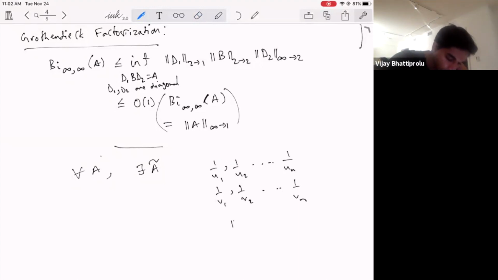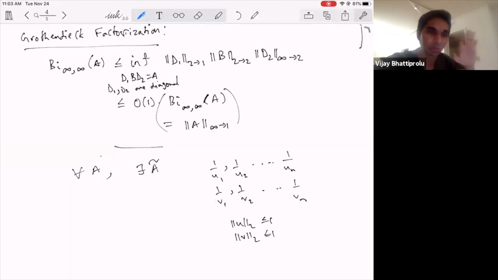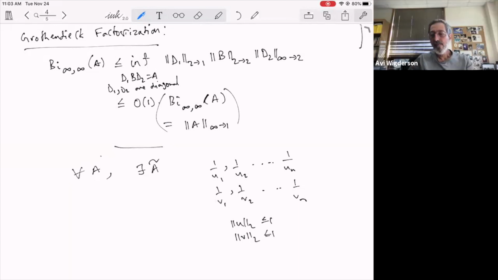These satisfy the additional property that the L2 norm of U is at most 1 and the L2 norm of V is at most 1. So there is this normalized diagonal rescaling of A, such that after this rescaling, you can just compute the maximum singular value and it gives you the maximum over the hypercube. So this is what Avi was going for, I believe.